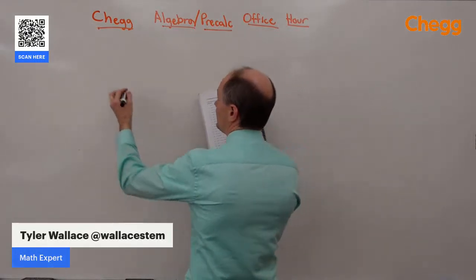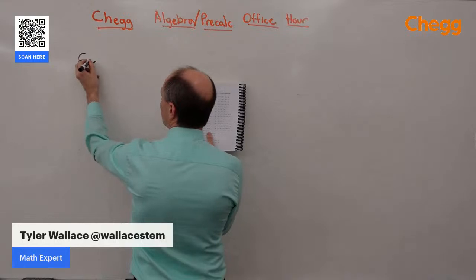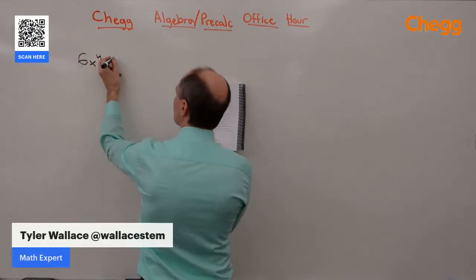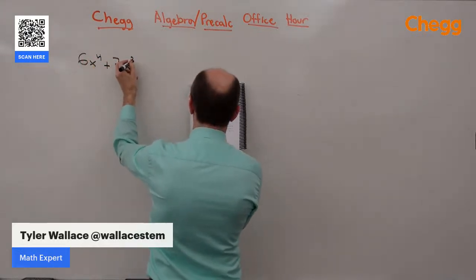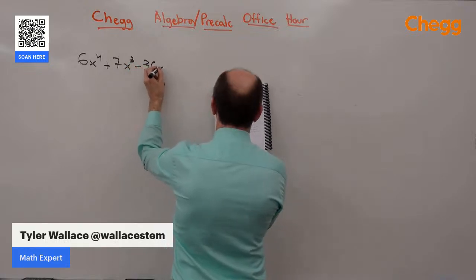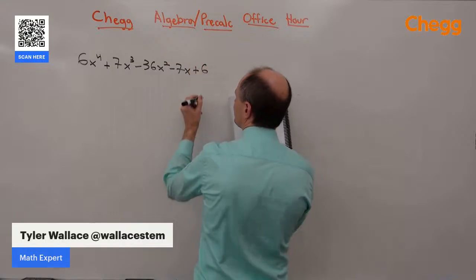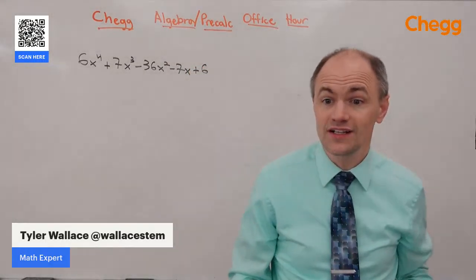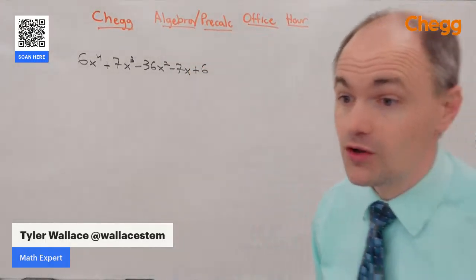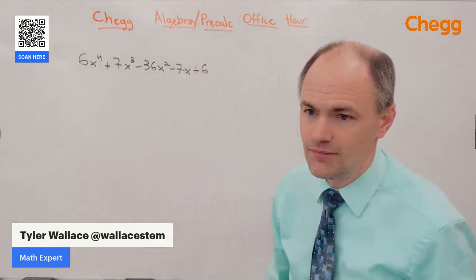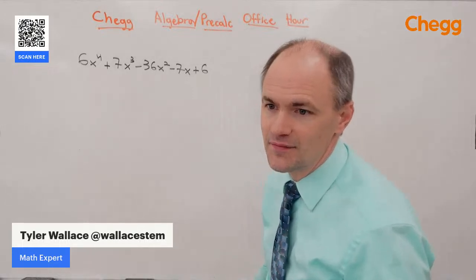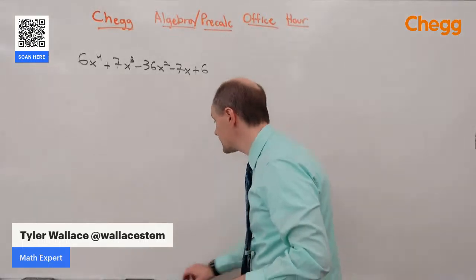Let's try 6x to the 4th plus 7x cubed minus 36x squared minus 7x plus 6. And we're going to try and find the roots of this polynomial with synthetic division. Excellent. All right.